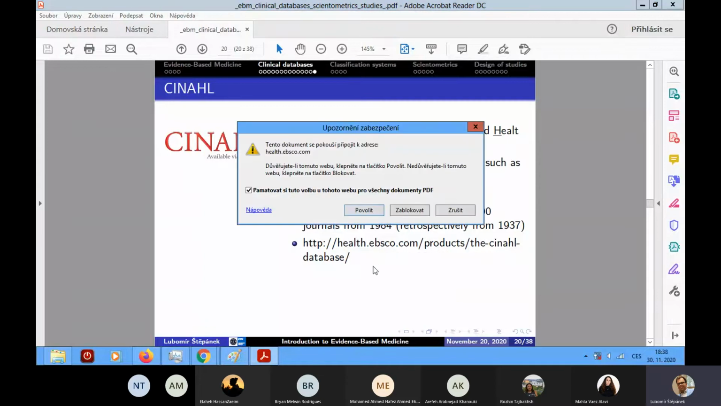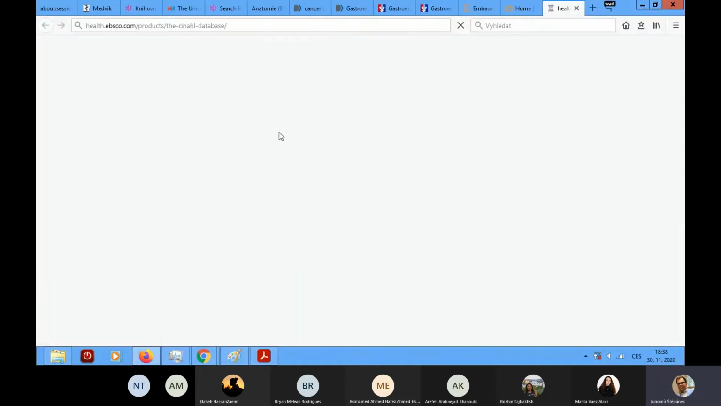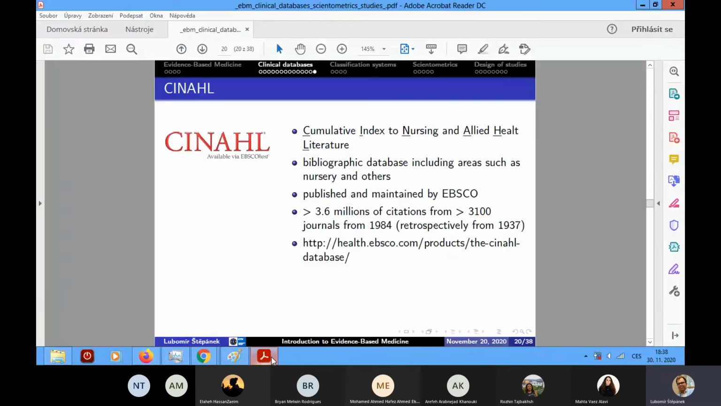So sometimes they talk rather about, for example, evidence-based nursing or evidence-based physiotherapy or something like this, rather than, for example, evidence-based medicine. But of course, evidence-based medicine is maybe a kind of superior term, and it also includes evidence-based physiotherapy or evidence-based nursing and so on.